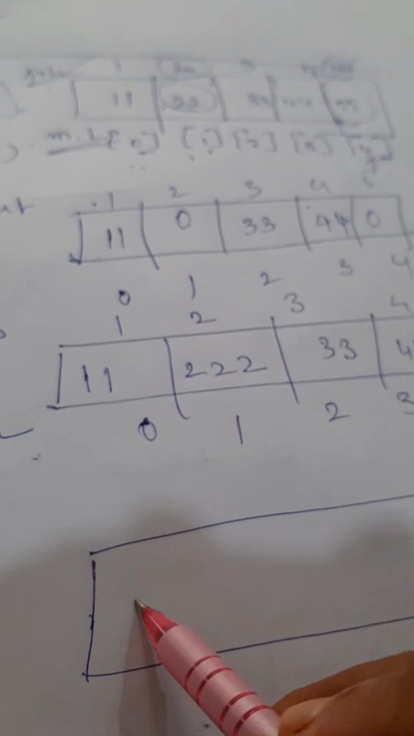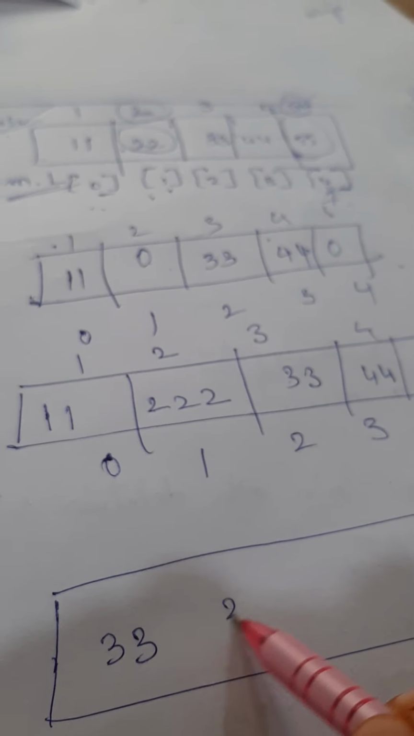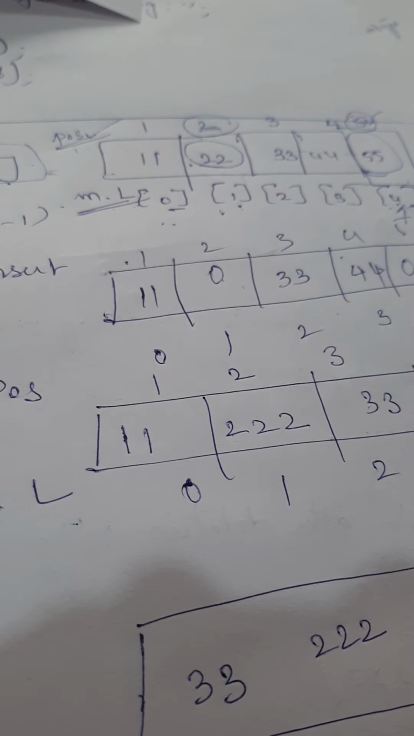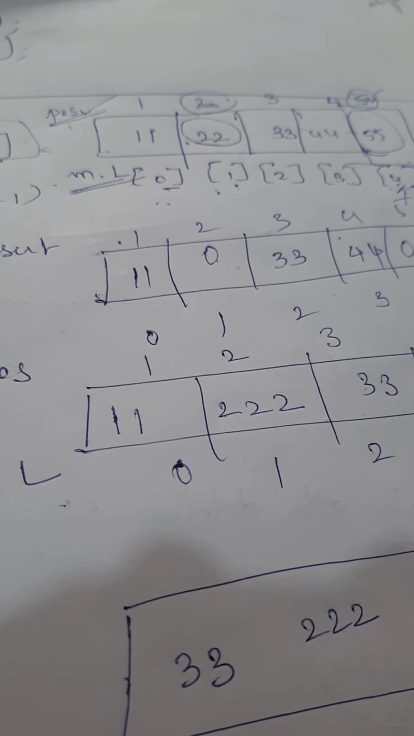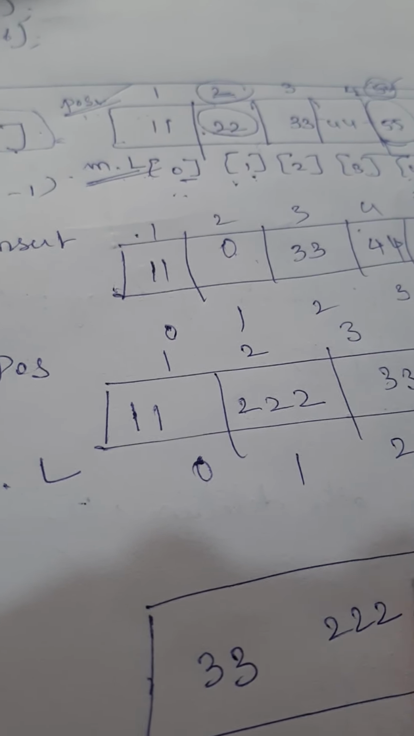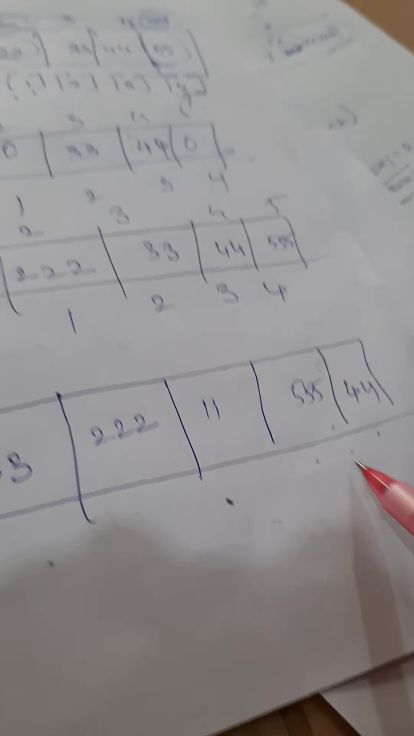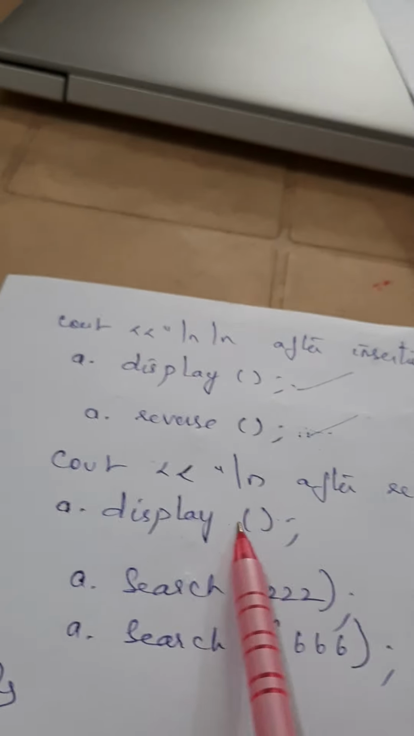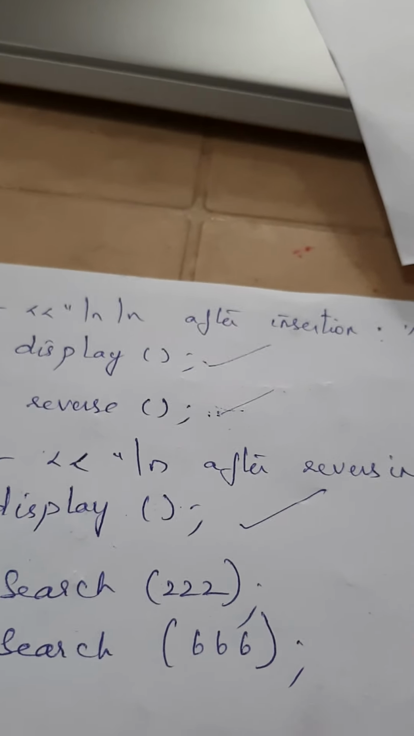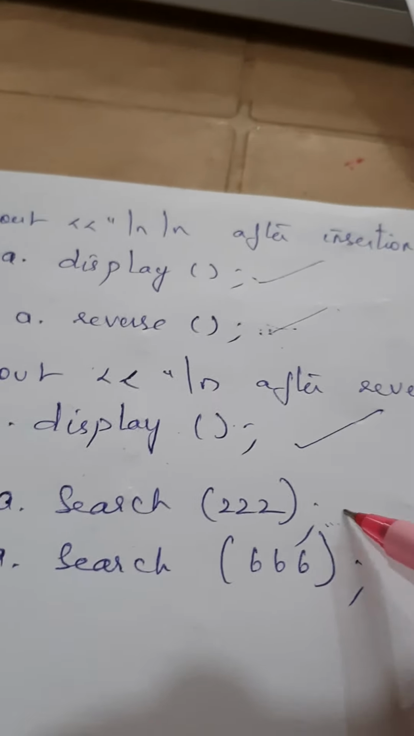And how will it be performed? You will have 33, 222 and 11, and you have 555 and 44. That means 3 elements are swapped with the first iteration and 2 elements will be swapped with the second iteration. Okay, so after this you are displaying the elements of the new reversed values. Then you will go with the search.